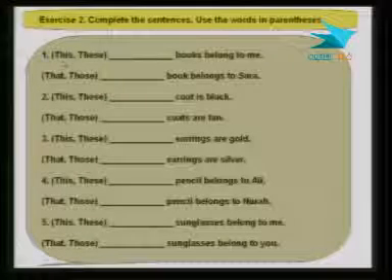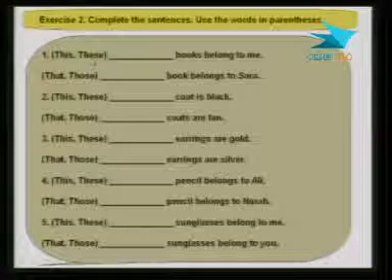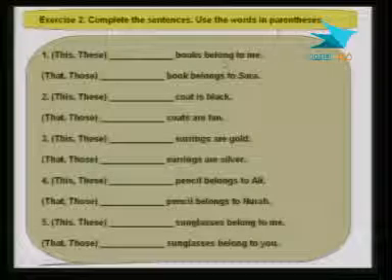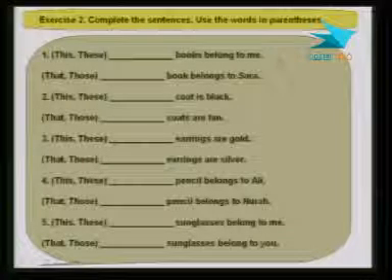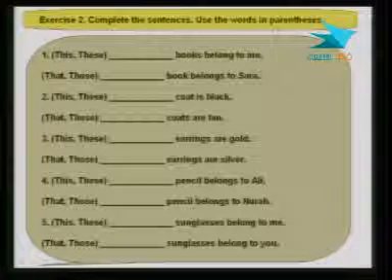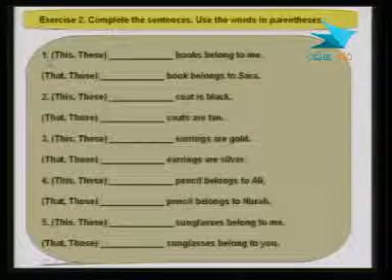All right, let's move on to an exercise here. Exercise 2, complete the sentences. Use the words in parentheses. Here the words are this and these, or that and those. Now, we'll go through the exercise together and I'll explain each sentence. Look at the structure. All right, let's read the first one.